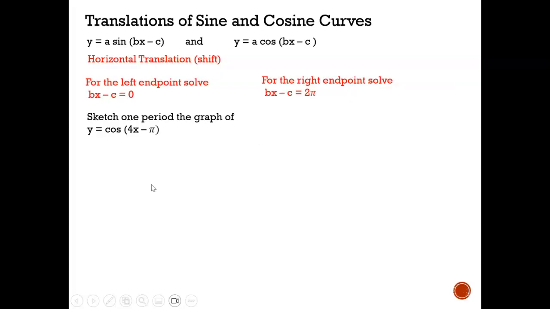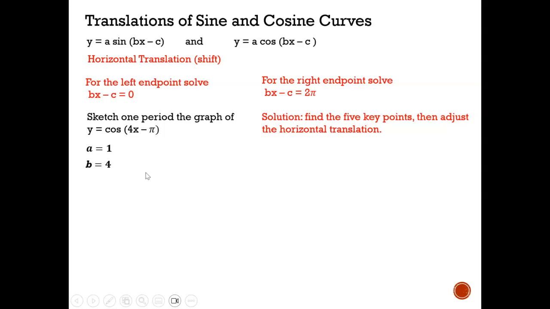But first, guys, we're going to graph it like we've done before, and then we'll apply the translations or the shifts later. Okay, here we go. So my A is 1, there's a 1 there. And my B is 4. So my period will be 2 pi over B, which is 2 pi over 4, which gives us pi over 2. So to get the 5 key points, we divide the period by 4.